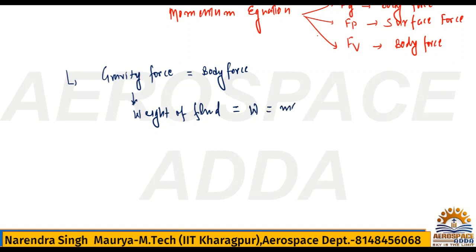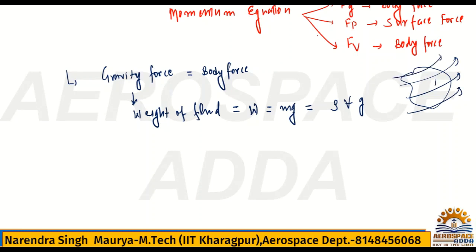W. It is mass into gravitational acceleration. Or you can write density is mass per unit volume, so what is the mass? Density into volume into gravitational acceleration. But for the element, this small element I have taken from the flow field. For this element, volume is dV, and for the whole system, volume is V. So for the elemental, I am writing. So what will be the body force or gravity force?